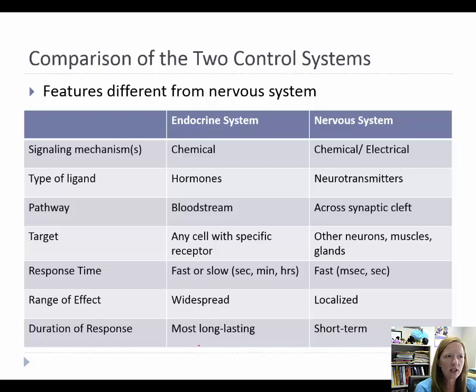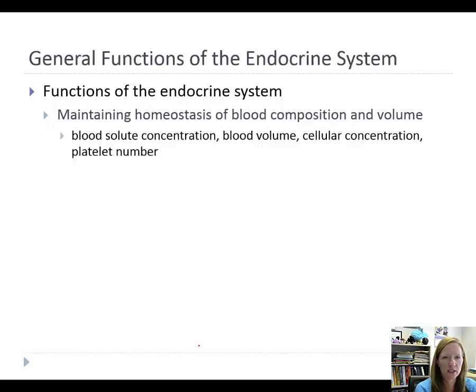Let's go on and take a look at the general functions of the endocrine system. I'm sure you're thinking, well, we just talked about it. It controls and maintains and regulates body systems. Well, let's take a look at a little bit more specifics on that.